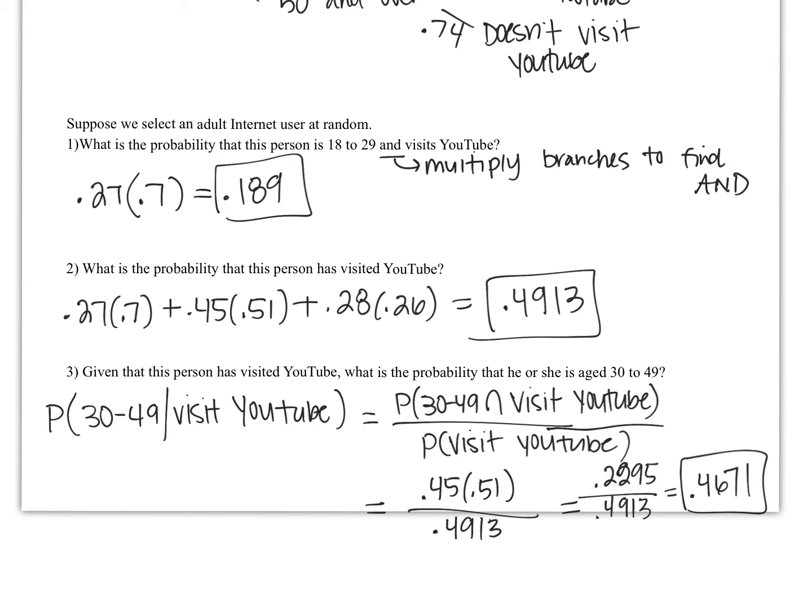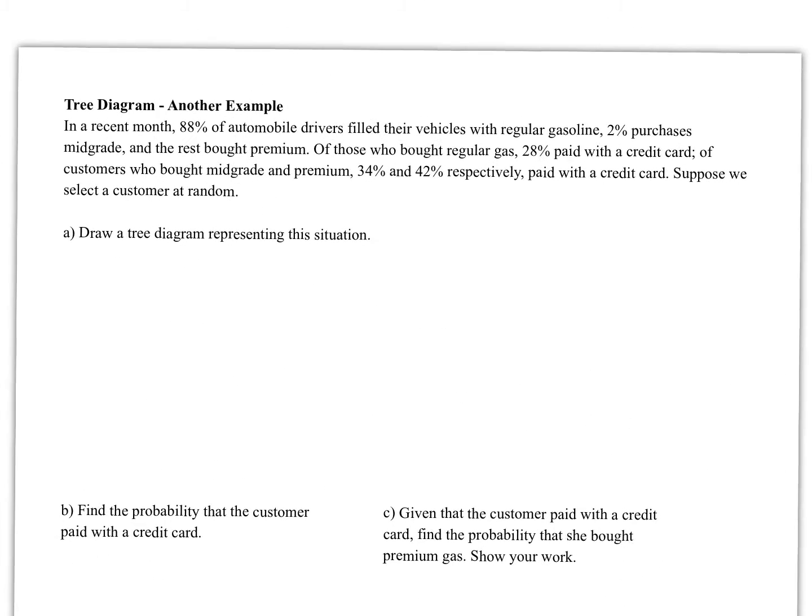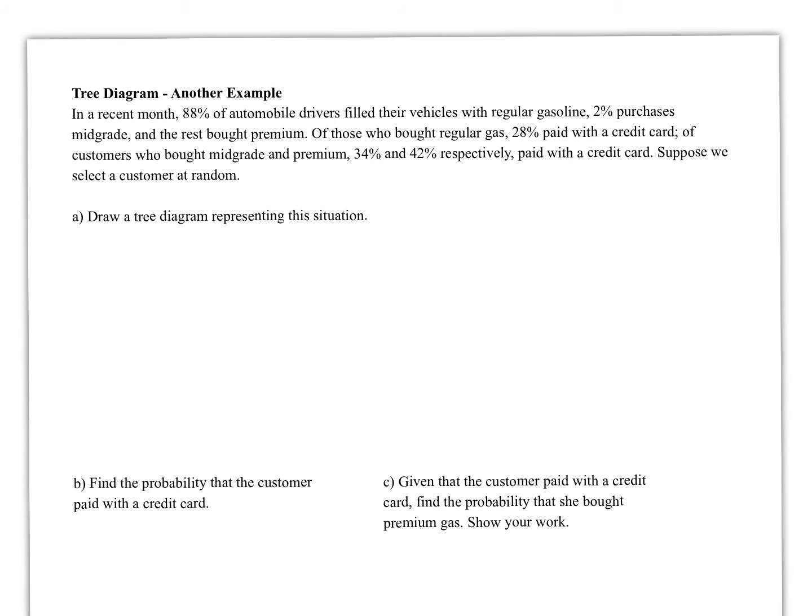So a couple important things to remember about tree diagrams: each set of branches adds to 100%. And then it's just multiplying those branches to find ands, which are the two main important things for a tree diagram. Okay, so let's look at another example.